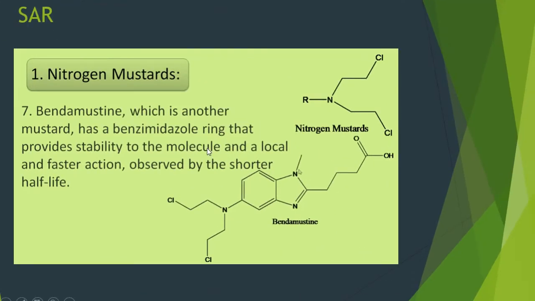The next drug is bendamustine, and bendamustine is another mustard which has a benzimidazole ring, and that provides stability to the molecule. A local and faster action is observed with a shorter half-life. So bendamustine is also an important drug of this category.